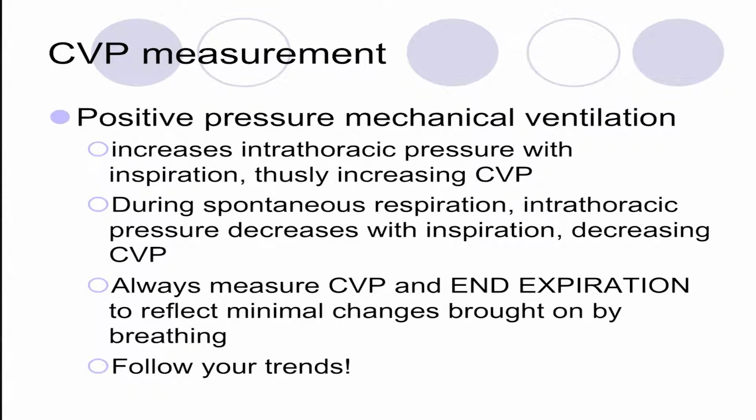So positive pressure, what does this do to it? Well, we're pushing air into the lungs, we're increasing pressure, so of course your CVP is going to increase. During spontaneous respirations, your intrathoracic pressure decreases with inspiration, and that decreases your CVP. So you see a more natural waveform on your CVP, a rise and fall. So if a patient's on the vent, you're always measuring CVP at end expiration because that's the most natural. When that patient breathes out, the only thing left that the vent's providing is PEEP. You're getting your most normalized intrathoracic pressure at that time.